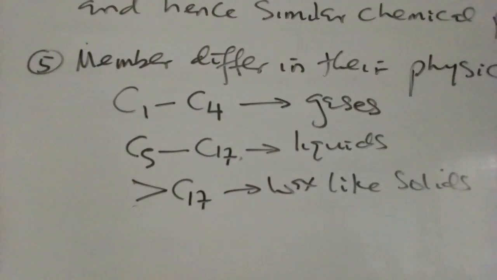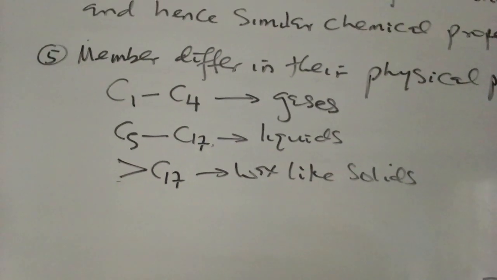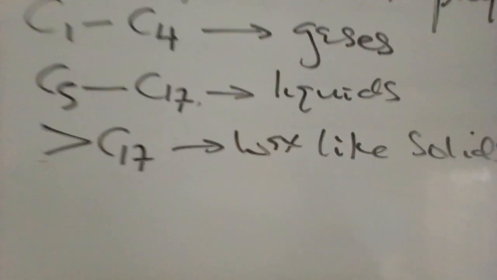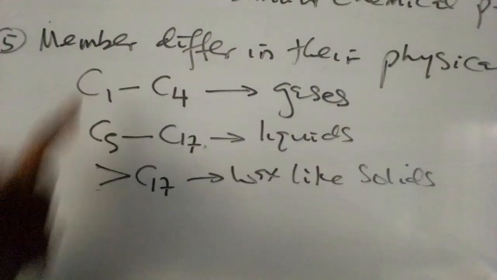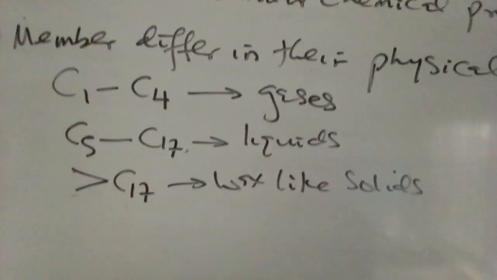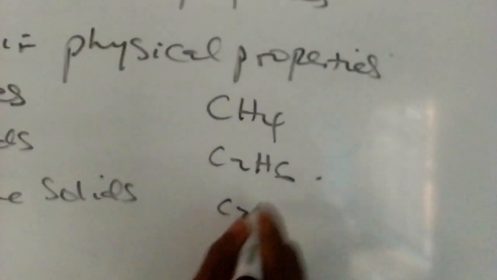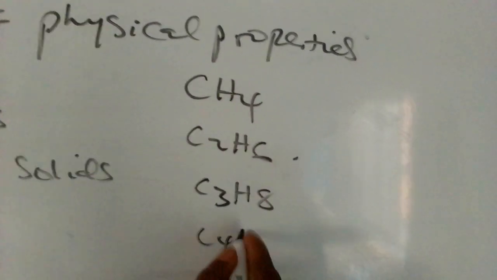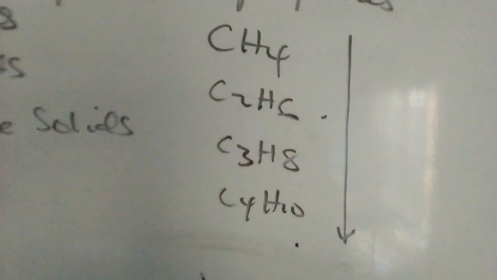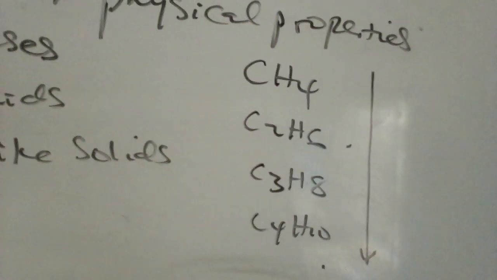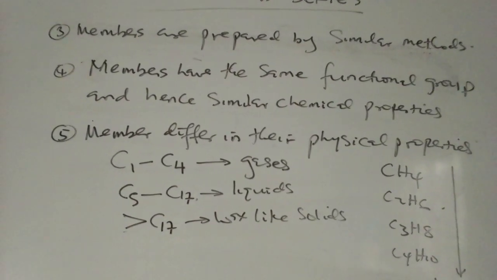So you see that they differ in their physical properties, and also you should know that their boiling point and melting point increase down the group. That is, the boiling point increases as the carbon atoms increase, like the melting point increases as the carbon atoms increase. Like in alkanes, we have methane, ethane, propane, butane. As you go down, the boiling point or melting point will increase and the carbon atoms increase also. So these are the general properties of a homologous series.